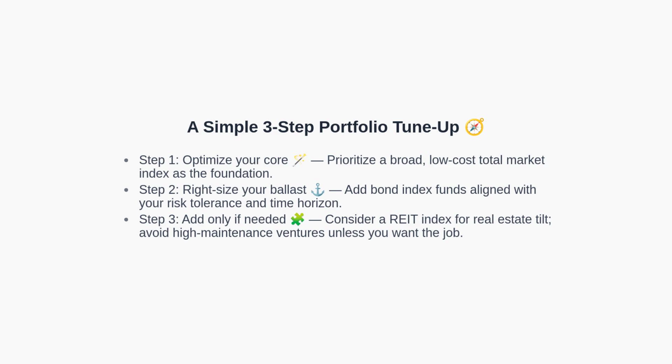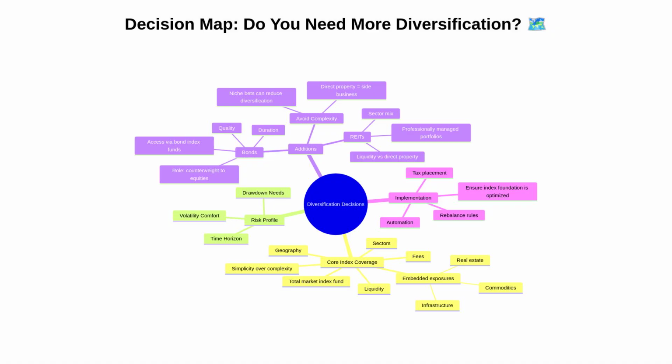Now that we have a process, let us visualize the decision flow with a diagram. This mind map begins with diversification decisions at the center. From there, one branch evaluates core index coverage, including sector breadth, geographic exposure, fees, and liquidity. Another branch addresses your risk profile, including time horizon, comfort with volatility, and drawdown needs. A third branch considers additions, such as bonds with attention to duration and quality, and REITs with consideration of sector mix, while explicitly advising avoidance of complexity like direct property or niche speculative bets unless intentionally chosen.